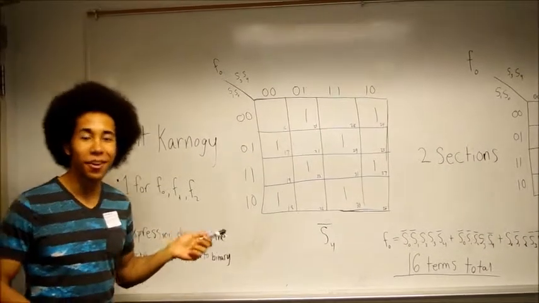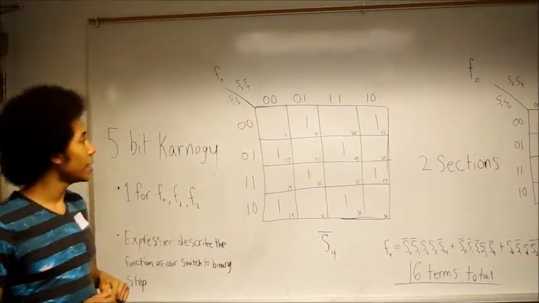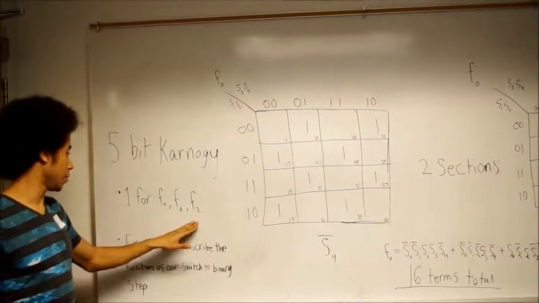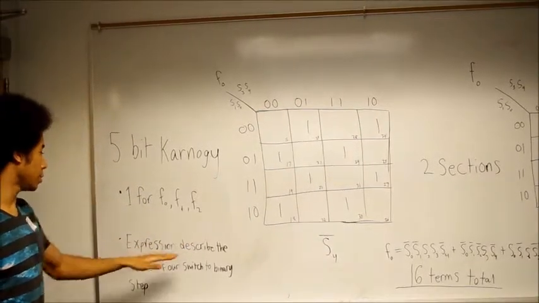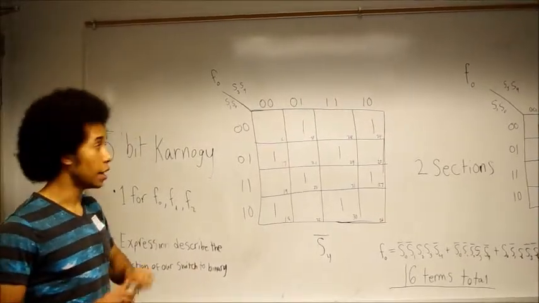Okay, so you just saw all the entries for the 32-row truth table. So here are the Karnaugh maps for F0, F1, and F2. And what these expressions are going to do is describe how the switches are working in binary so that we can feed it into our decoder.